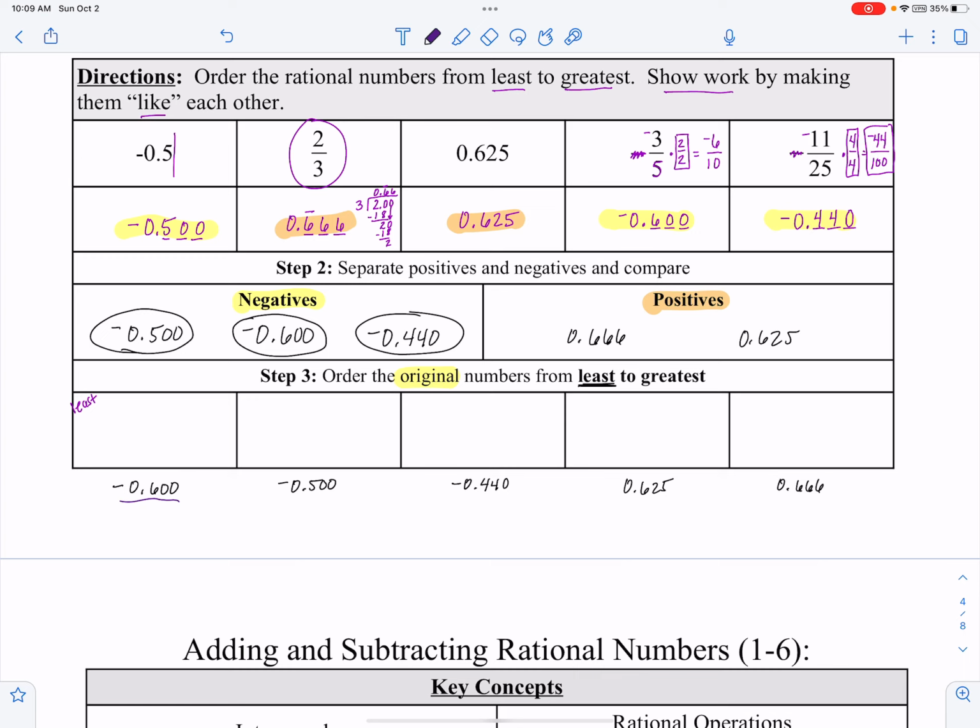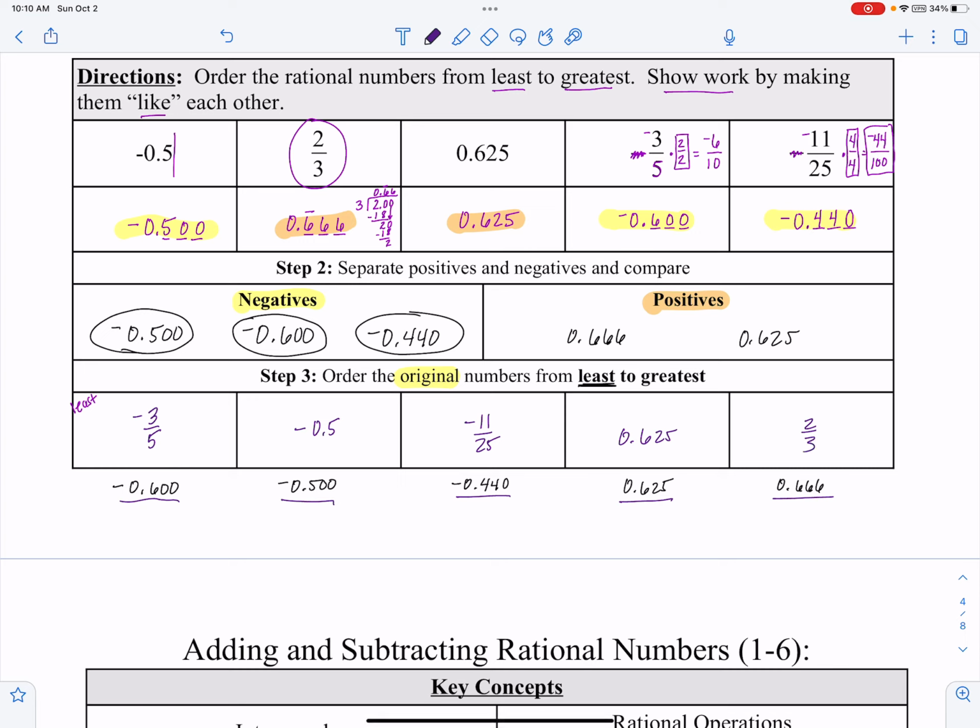So I'm going to look at this first one, and I see that originally, no, that wasn't 2/3. That was originally, where's the 600? There it is. That was originally -3/5. Okay, I'm going to look at my 500 one and see that originally was -0.5. And then I'm going to look at this 440 one and see that it originally was -11/25. And you can write it with that negative in the numerator like that. That's fine. And then my 0.625 was originally 0.625. And then my 0.666 was originally the 2/3.